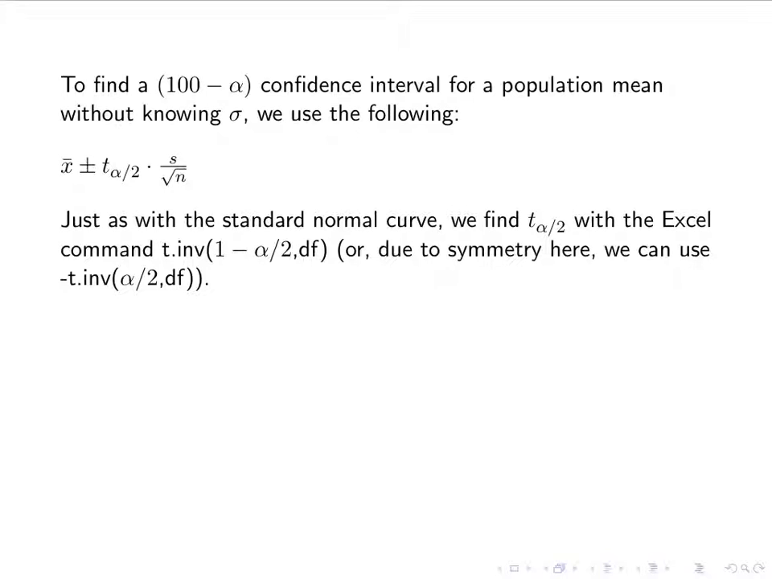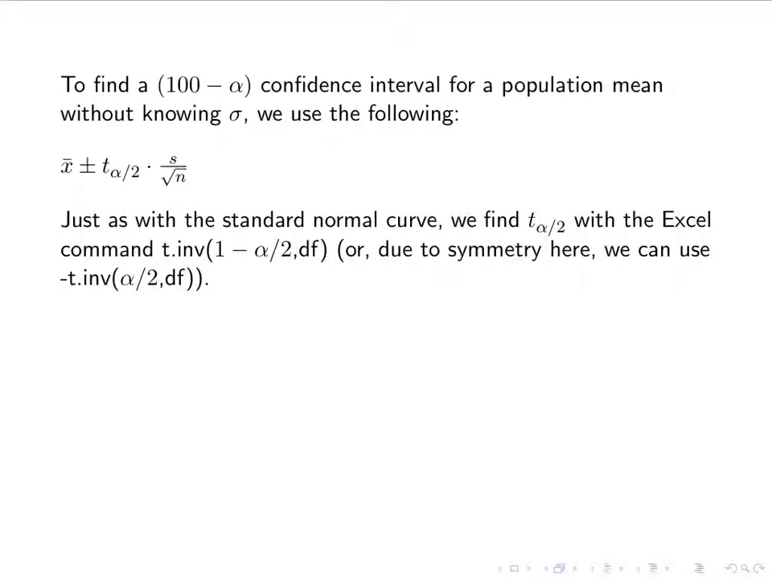Just as with the standard normal curve, we'll find t sub alpha over 2 using Excel, and the command, again, is very similar to the standard normal curve formula. It's T.INV, because again, it's the inverse. We're looking for the t value, not the probability. And again, just like with the normal curve, it's 1 minus alpha over 2, because we want the area to the left, not the area to the right. And then you also need to put in the degrees of freedom.